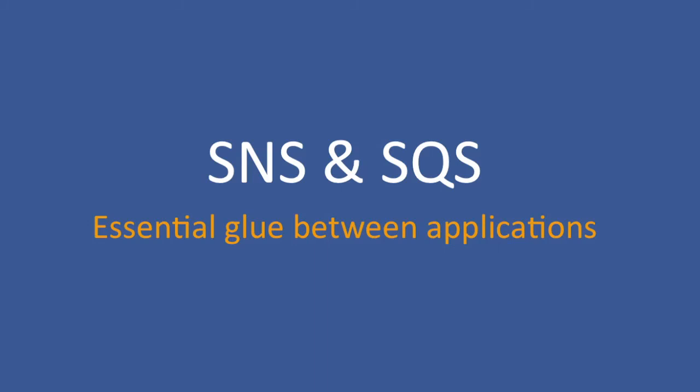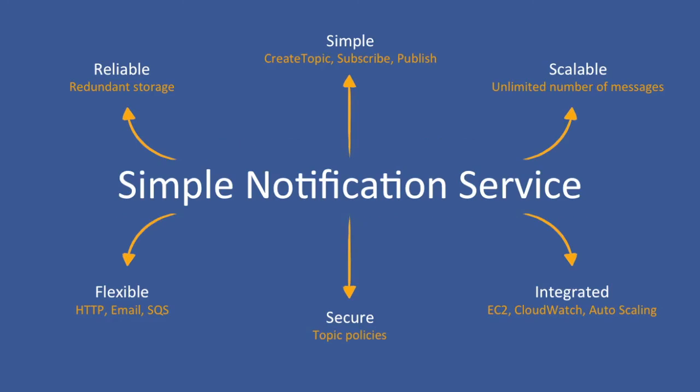So the glue behind all of this, and really the core essence of why I wanted to do this masterclass today, is to really open the lid on SNS and SQS as some essential glues between applications and between the services and components you might build on AWS. So SNS, the Simple Notification Service, is simple by nature, simple in name really. It's really built around three core API calls at the top there: create topic, subscribe and publish.